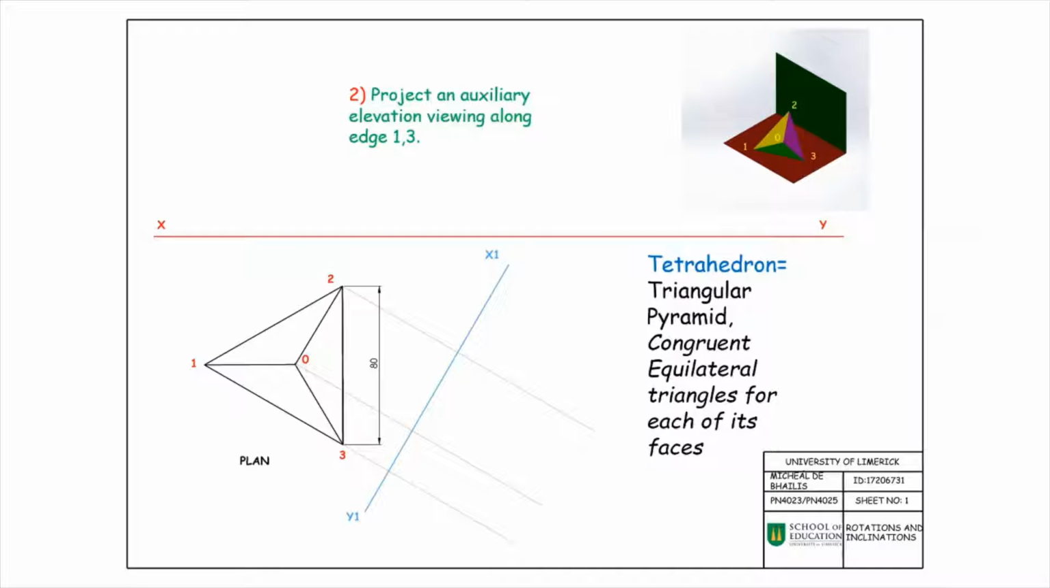So the first thing we're going to do is draw a line parallel to the line 1,3, and we're going to project the rest of the points parallel to the line 1,3. The line 1,3 is a true length because it rests on the horizontal plane, which is parallel to the XY line. So we'll draw a line perpendicular to the edge 1,3. To make that clear, 1,3 is a true length for the reason that it rests on the horizontal plane of reference.